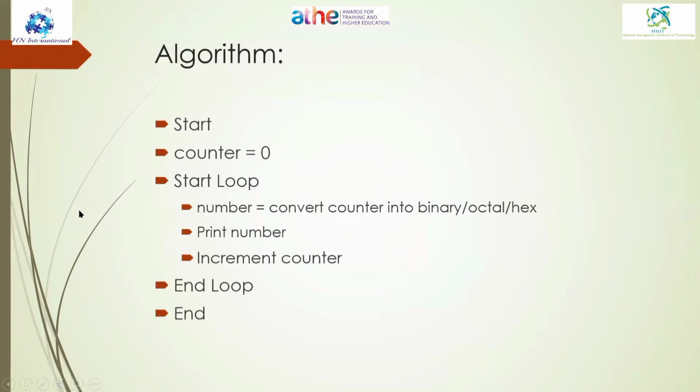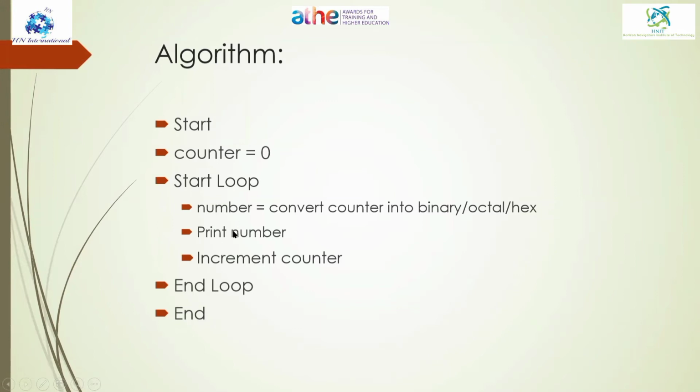Now, if we are printing counting, let's say from 1 to 100, this is the basic algorithm. Now notice that here we are printing in binary, octal, or hexadecimal. This is the basic algorithm for how we can write counting in different base numbers. The counter here is 0. It started from 0, and we have a loop here. It is converting a simple number into binary, octal, or hexadecimal.